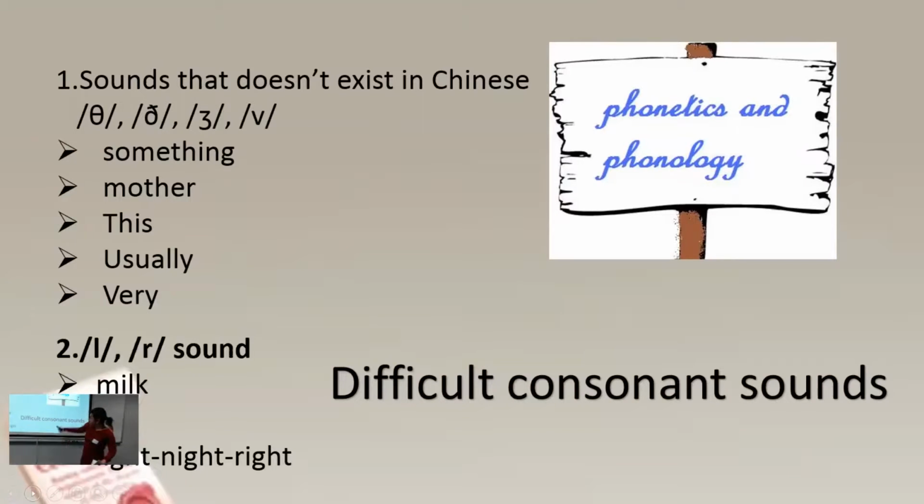The second is the L and R sound. Because in English, when the L is put at the end, you have words like hill, ill. This dark L sound here, it's kind of weird for us, because why do you hold the tongue down there and not pronounce it out?